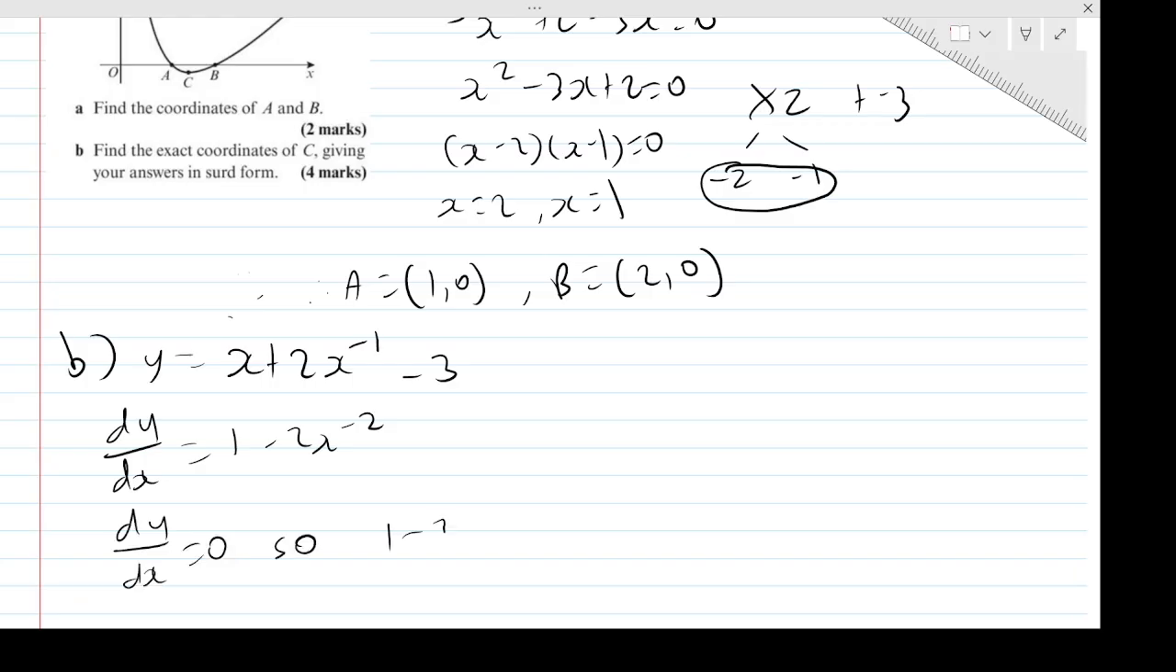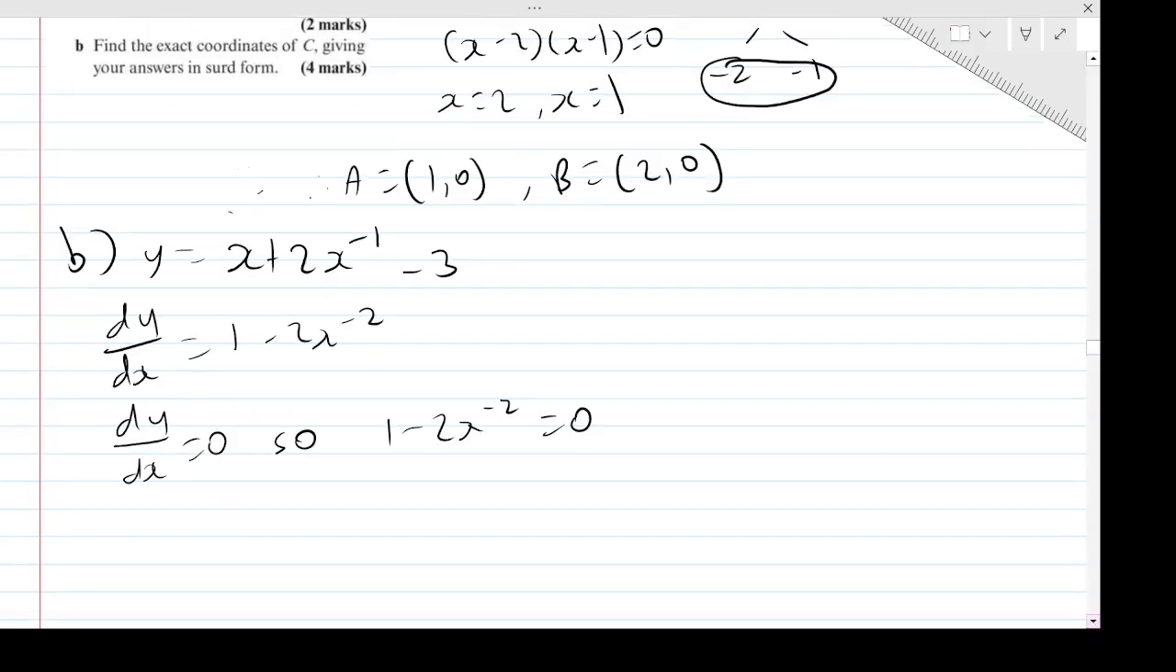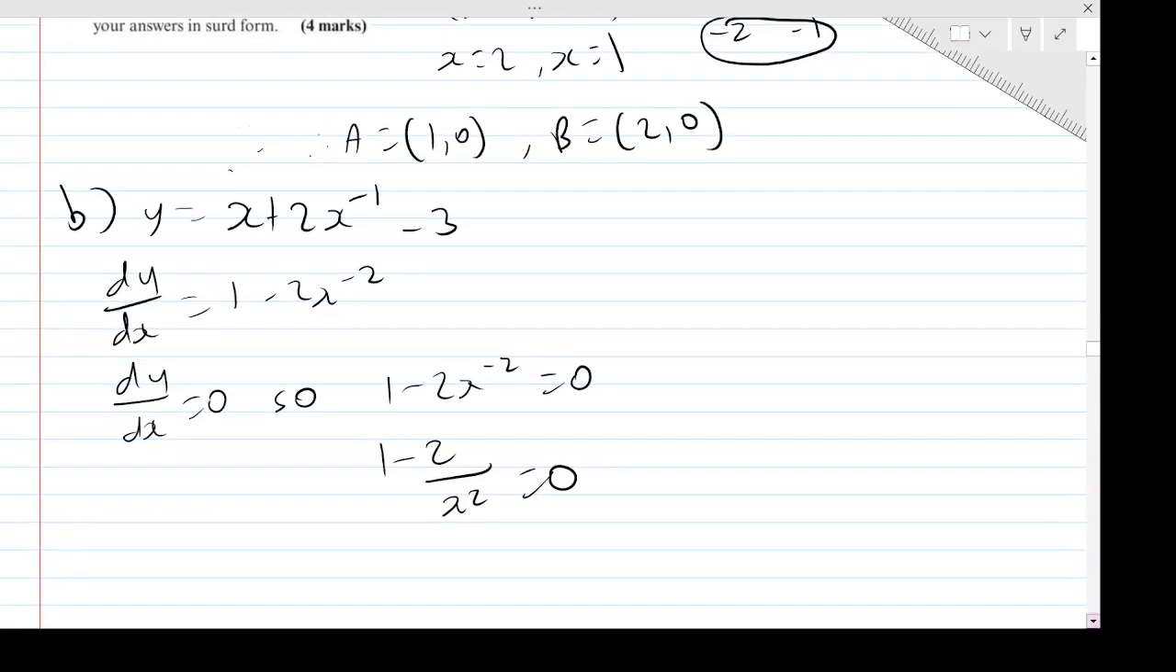So that means 1 minus 2x to the minus 2 equals 0. If I then, to help me out, just convert this back to a fraction, 1 minus 2 over x squared equals 0. If I then times by x squared, therefore x squared minus 2 equals 0. Therefore x squared is 2. So x is plus or minus root 2.